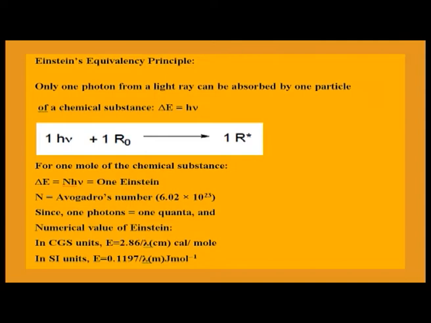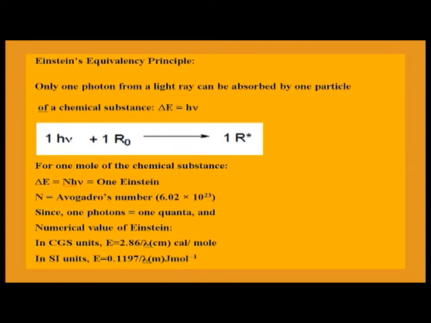Now, let us talk about the Einstein equivalence principle. According to the principle, only one photon from a light ray can be absorbed by one particle of a chemical substance. So, in this case delta E is equal to h nu, and h nu is absorbed by a particle or atom or a molecule of reactant R naught, which gets excited into R star.